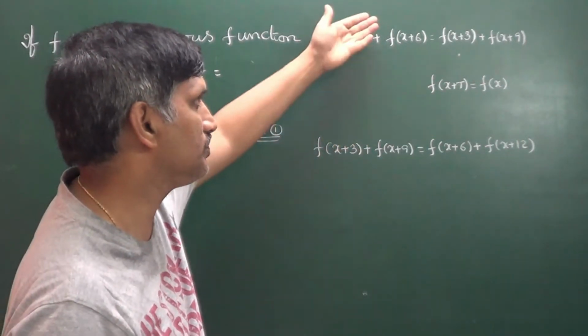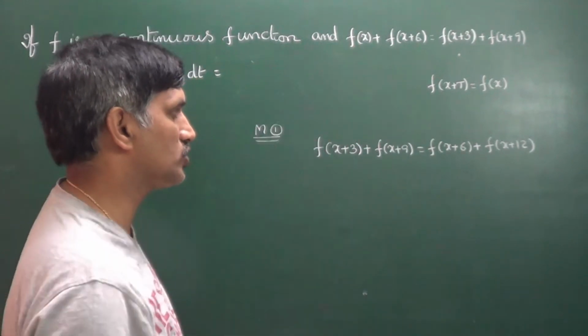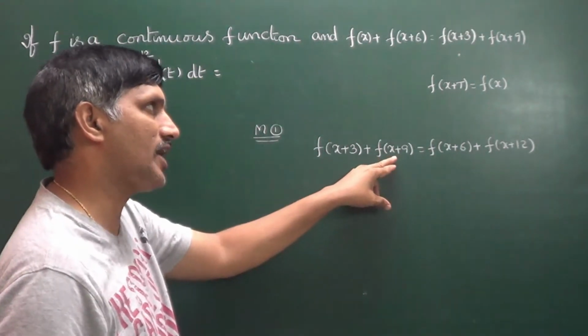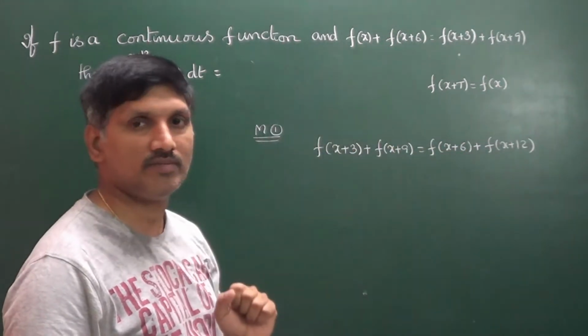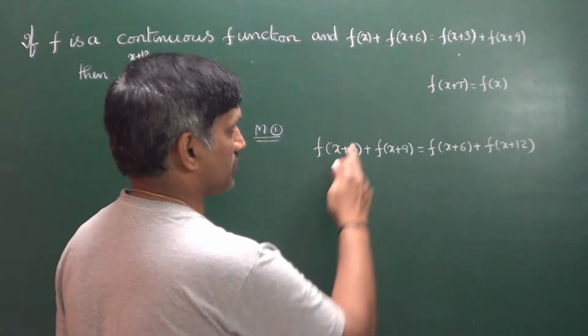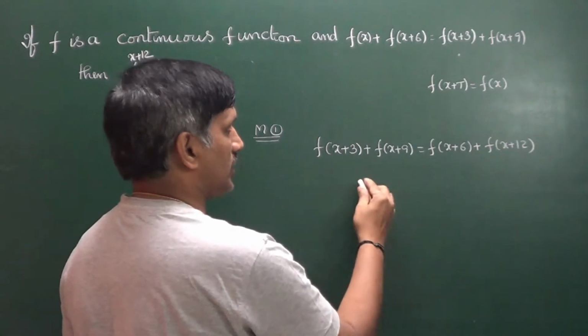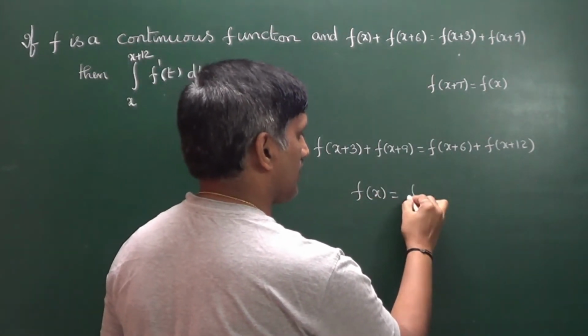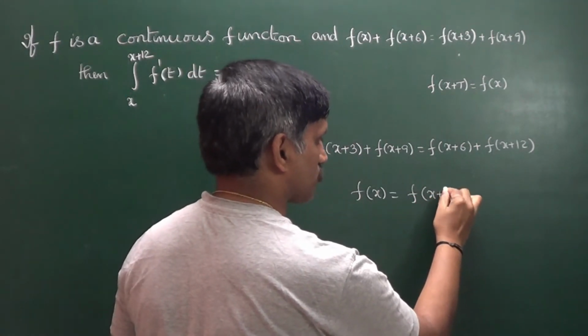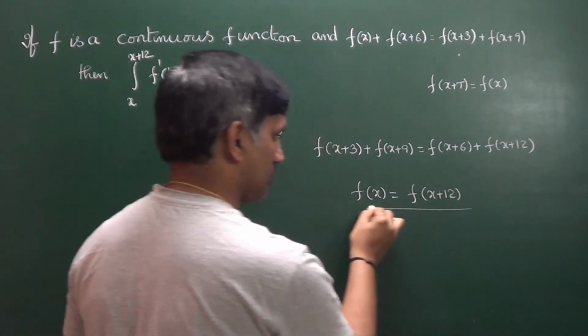Now add both. If you add both the equations, what happens? F of x plus 9 cancelled, f of x plus 6 cancelled, f of x plus 3 also cancelled. Then we are getting the information that f of x is the same as f of x plus 12. That information we got, right?